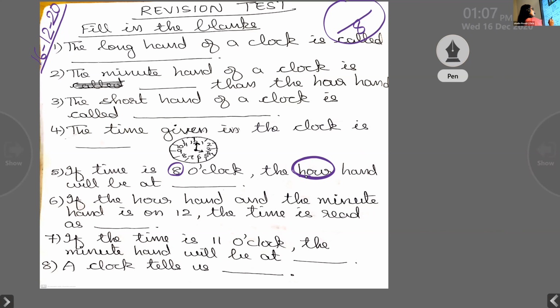Sixth one, if the hour hand and the minute hand are on 12, the time is read as dash. Both the hands are on 12. So what will be the time?